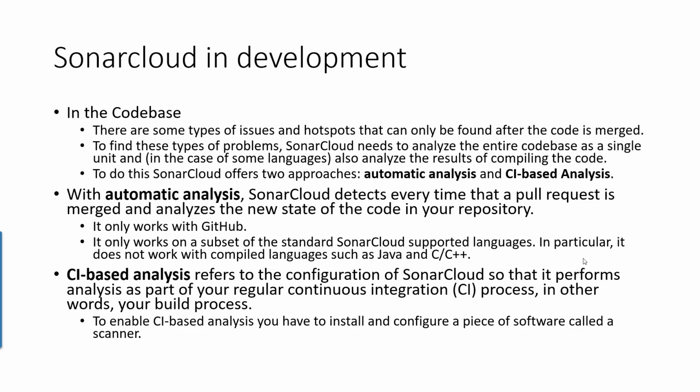For languages like JavaScript or Python you can use this automatic analysis. But for compiled languages like Java, C, C++ or .NET, you cannot use automatic analysis. In such cases you have to go with the CI based analysis, which refers to configuring SonarCloud so that it performs the analysis as part of your regular continuous integration process. The continuous integration process means you are executing a CI pipeline or CI workflow in GitHub. Typically, maybe you are building a .NET application or a Java Maven application. In such scenarios, you can execute a CI based analysis.